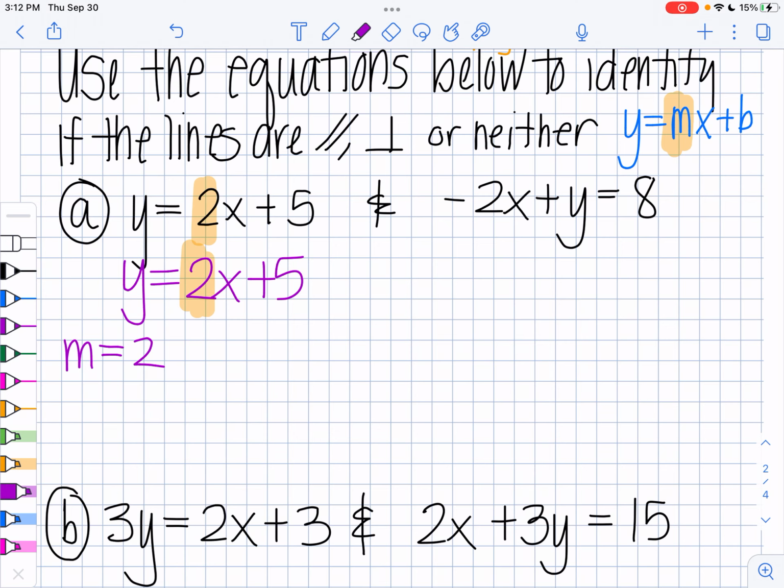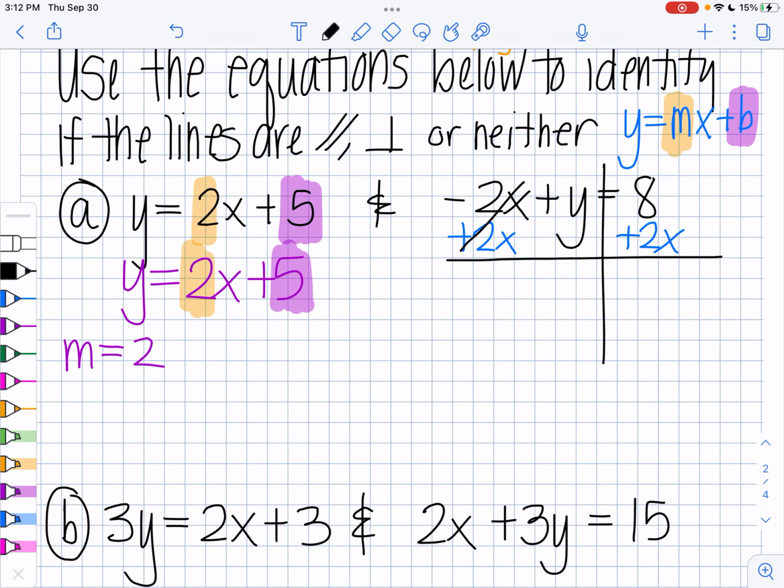Okay, and your y-intercept is the number that's by itself, or your b. Now this other guy though, I'm going to have to get y on a side by itself. So in order to do that, I have to add 2x to both sides. And I'm left with y equals 2x plus 8.